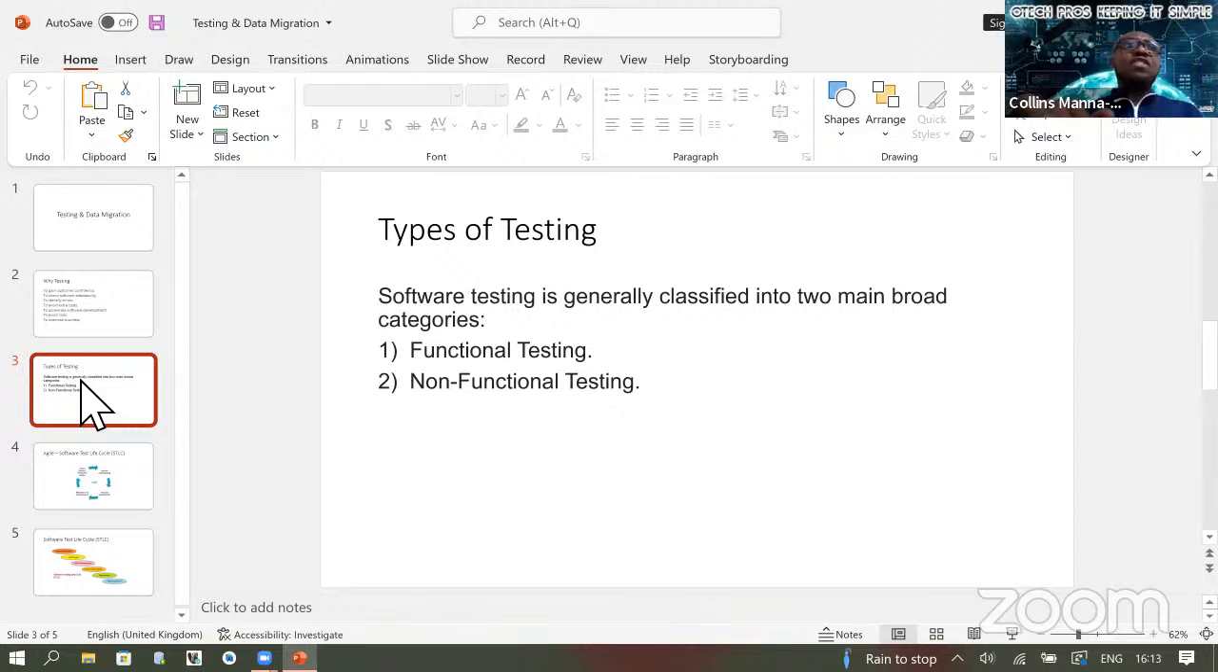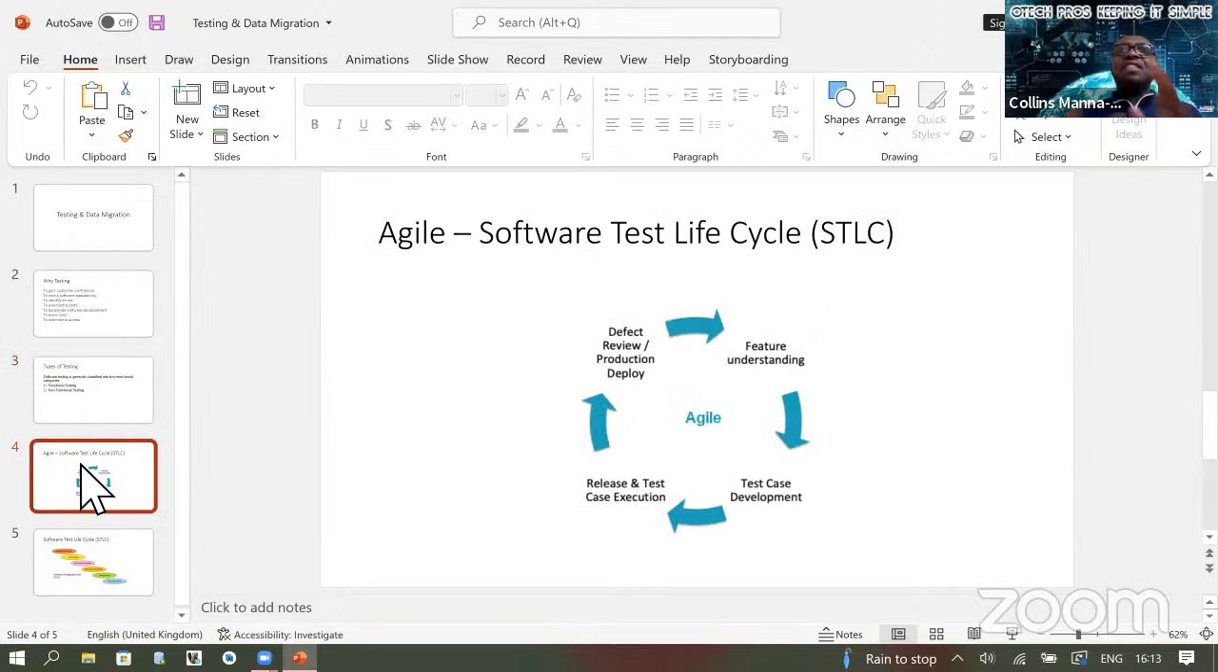Now let's look at the agile test life cycle. You have the features. You have to understand the feature, what you want to test. You understand it. Then you have to write a test case. You have to develop a test case. A test case is about an input value and an expected result. So when you input something, there must be a precondition. For instance, if I input my name, Collins Manor, the precondition is Collins Manor really existing in the database? That's the precondition. You must ensure that I have created Collins Manor and it is existing in the database.